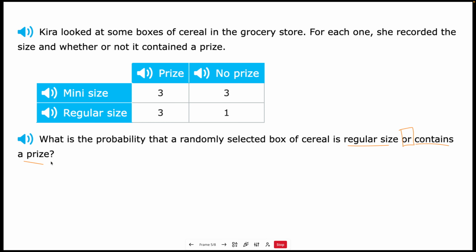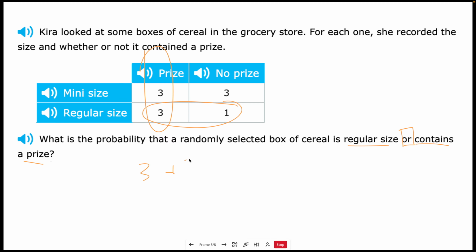Okay, so the regular sized are these right here, and contains a prize are these numbers right here. And so this is an or probability, which means that either one of them can be true. So we actually have to add up all of these numbers. And so if we add up all the numbers that we've circled here, right, because we want to know the probability that I pick one that is either regular size or has a prize. Right? So if either one is true, we're good to go.